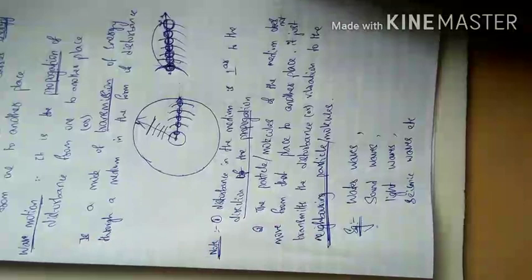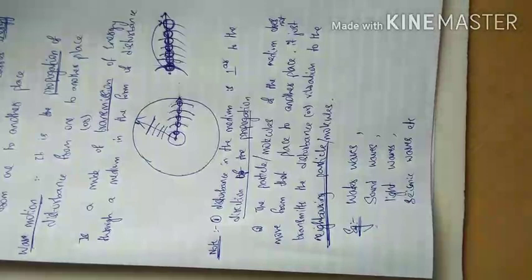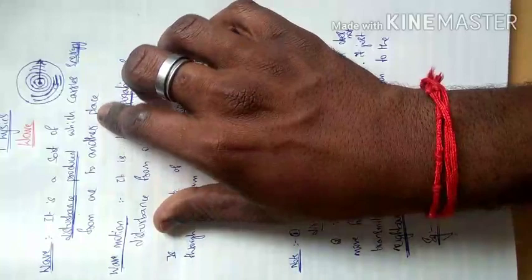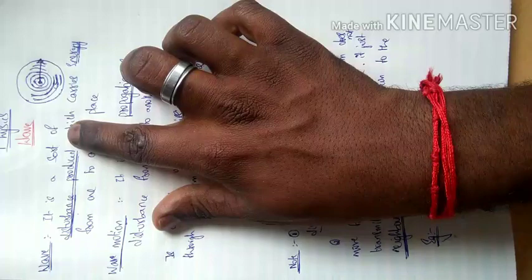So as of now, I have brought up two important terms and some important points that have to be associated with the wave. The first point is the wave. What is a wave? Wave is a disturbance produced which carries energy from one place to another place. That is what we call a wave. In water, you can form concentric circles, and that concentric circle I call a wave.